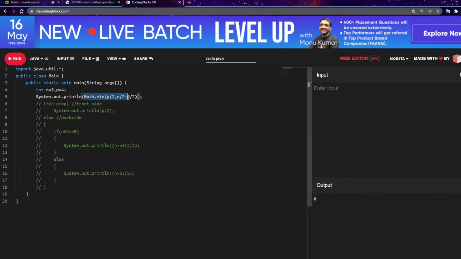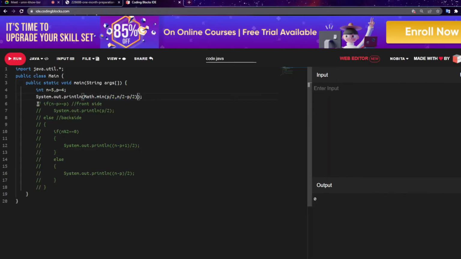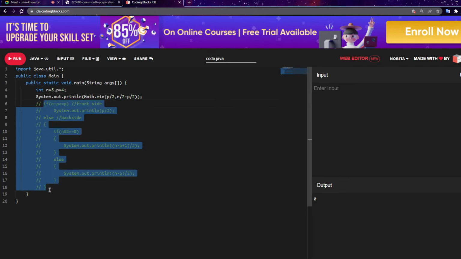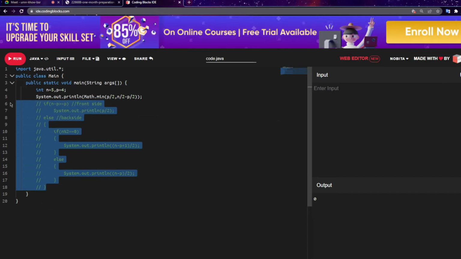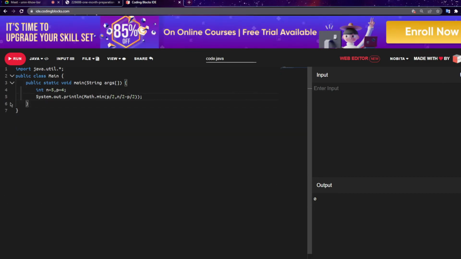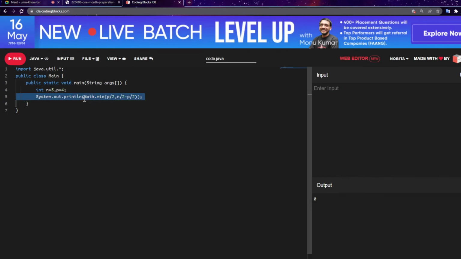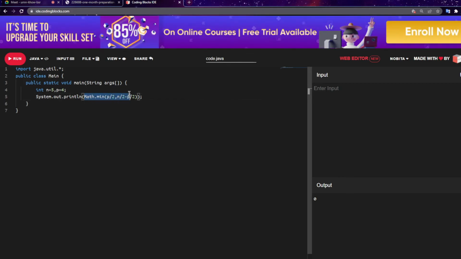So this is how exactly it works. In the whole code, I decreased the lines by calculating the minimum between p by 2 and n by 2 minus p by 2. So this is a short solution here. So you can follow this as well. In most interviews, if you write like this, they will be impressed, simply I can say, because most of the interviewers will check for simplicity and optimization. So this is how it works.